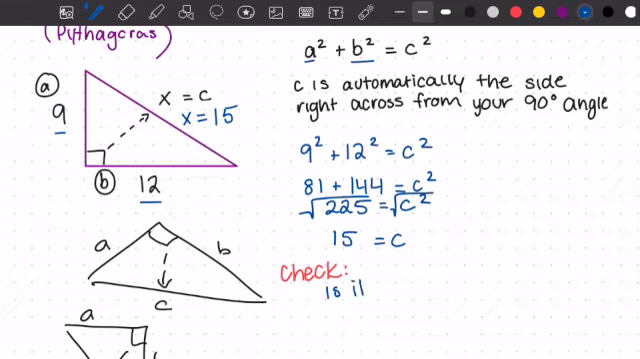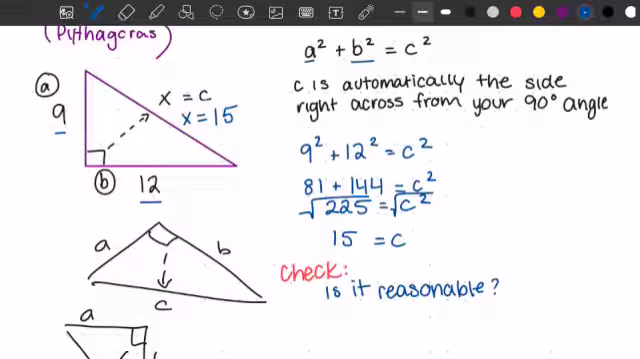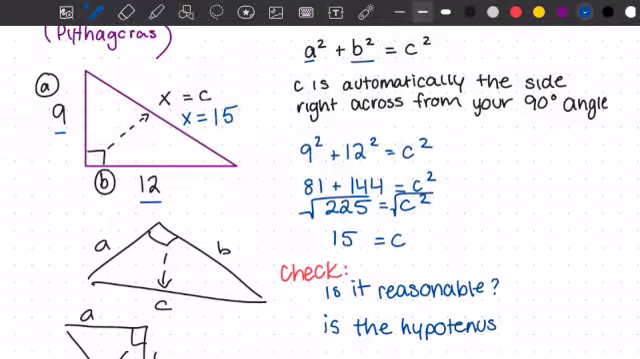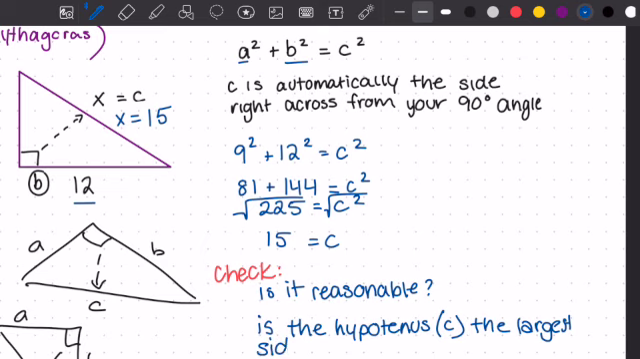Is it reasonable? The number shouldn't be too much bigger than your other two numbers. Is the hypotenuse, or side C, the largest side? Your hypotenuse will always be your longest side, even if it's only by a point or a decimal. But it will always be the longest.